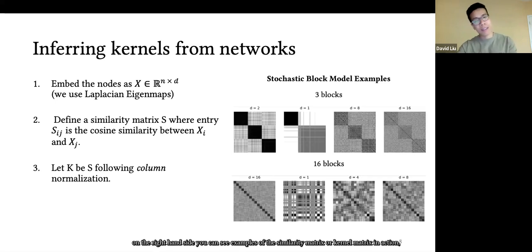On the right-hand side, you can see examples of the similarity matrix or kernel matrix in action, where we have synthetic stochastic block models and the corresponding kernel matrix, which reflects the planted community structure we expect.